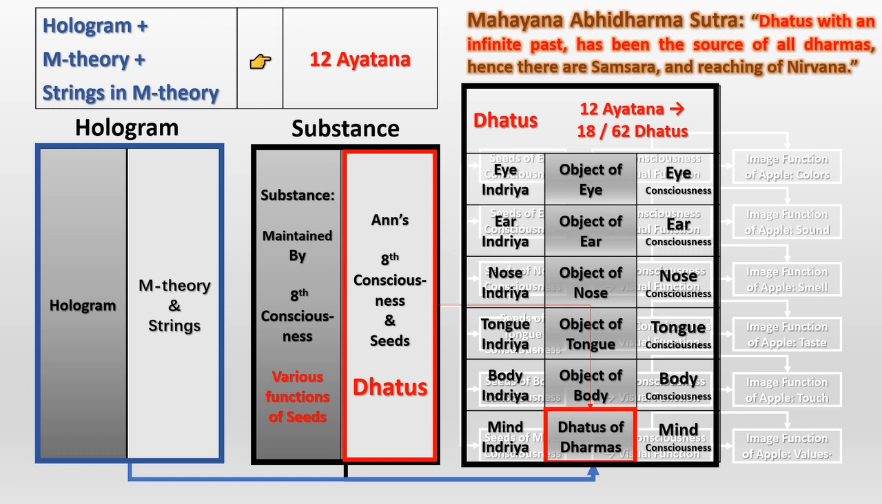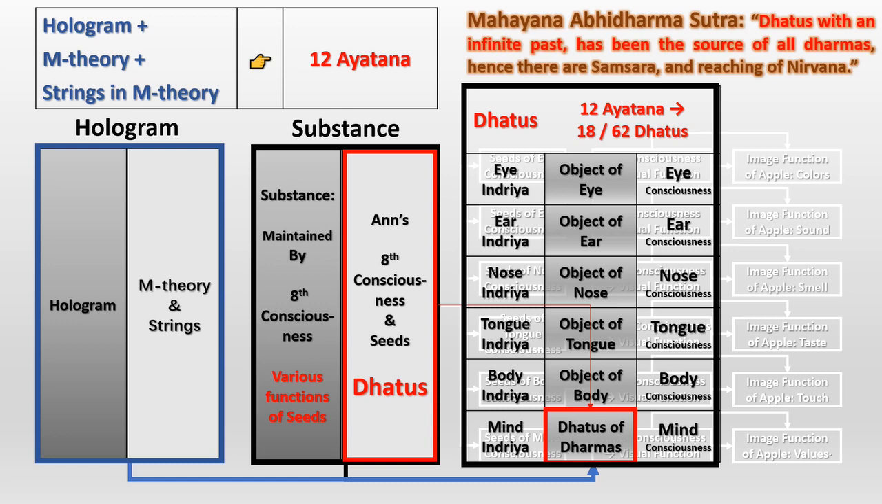Dhatus are said to be 62 dhatus in the Mahayana Abhidharma Sutra, which is an expansion of 18 dhatus, which in turn is expanded from 12 ayatana. This is a basic concept in Buddhism. In 62 dhatus, there are many detailed classifications, for example past, present, and future. This means it is a source of highly structured information.